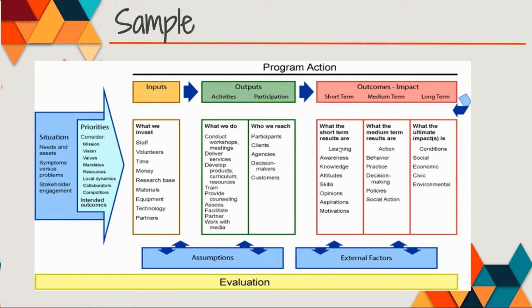A participant who attends that workshop should have increased learning, awareness, knowledge, improved attitudes or skills in a certain area, as an example. Let's do that again through an if-then statement. If staff are delivering training to these customers, we would expect to see some midterm outcomes in their actions. Their actions related to their behaviors, practices, decision-making, and potentially policies within a specific training area.